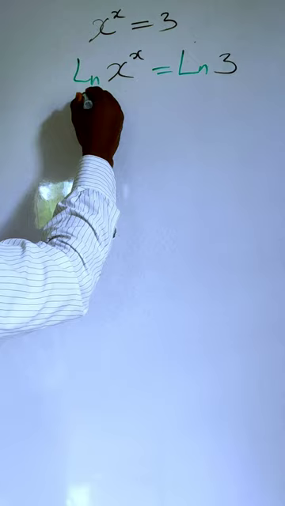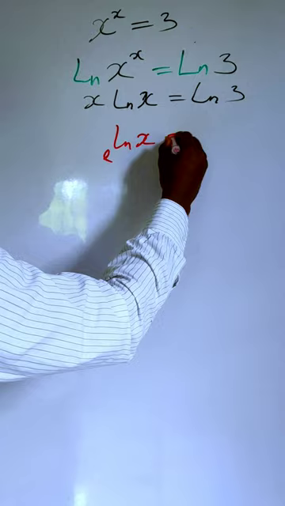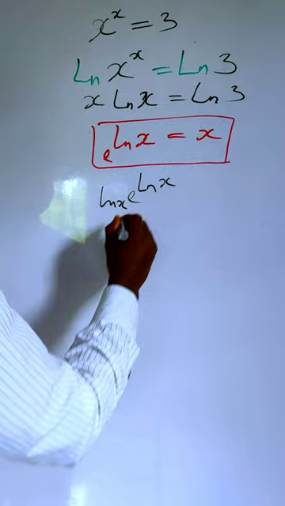So at this point, you probably remember the property that if you take the exponent of ln of x, it's simply going to give you x. So let us simply replace x here with exponential e to the ln of x. So we are going to put down exponential e raised to ln of x and multiply by the ln of x there, which already equals ln of 3.